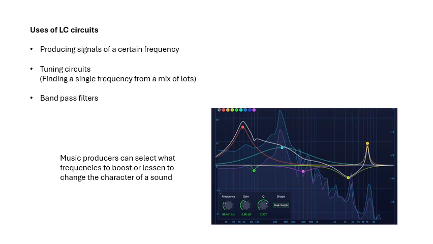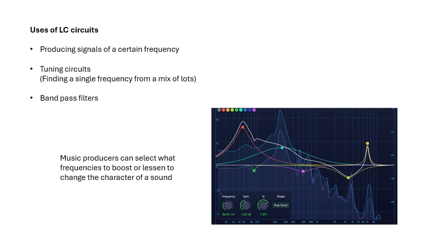Okay. Uses of LC circuits. Uses of these circuits which resonate at a particular frequency. Well, one thing is if I want to produce a signal of a certain frequency, if I have an LC circuit which has a resonant frequency of 440 hertz, then that will produce a voltage of 440 hertz for me. So something like a synthesizer or whatever.